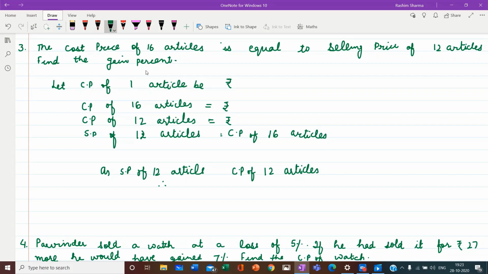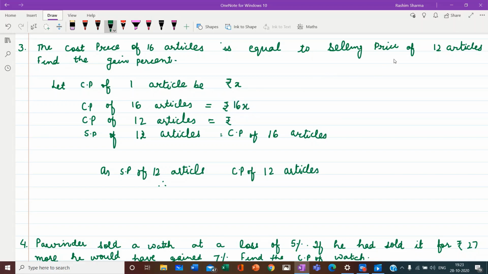Question number 3 is: the cost price of 16 articles is equal to the selling price of 12 articles. Find the gain percent. Here we are not given any cost price. We are given the cost price of 16 articles, so we will have to suppose the cost price. We will take the cost price of one article to be rupees X. Then the cost price of 16 articles will be, if the cost price of 1 is X, for 16 it will be 16X.